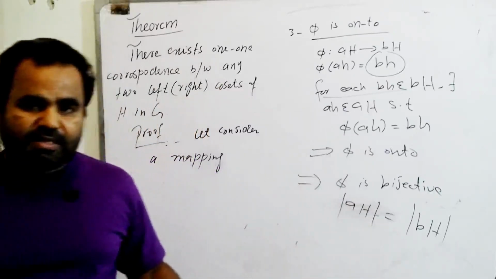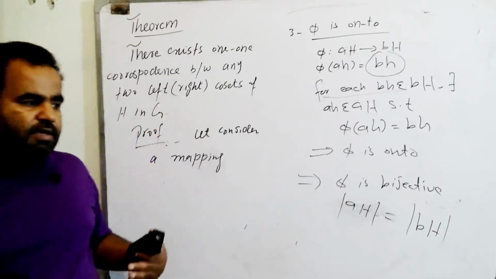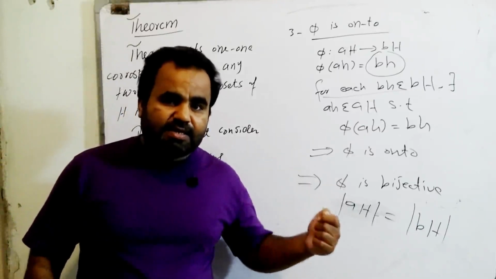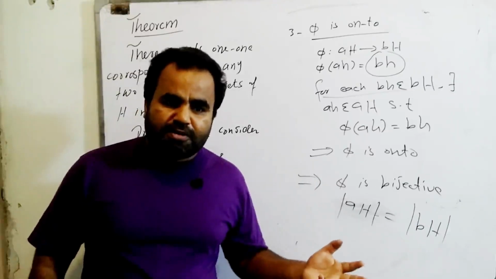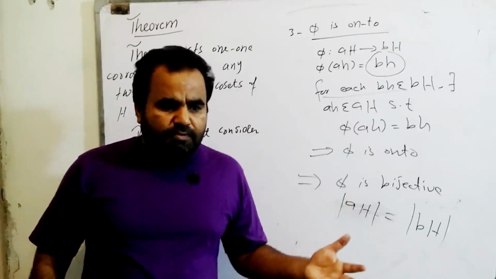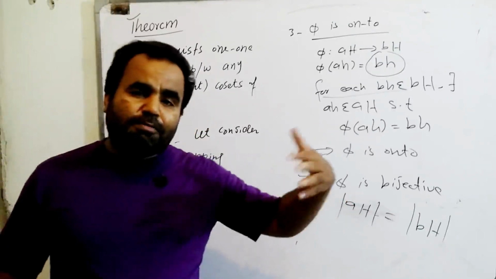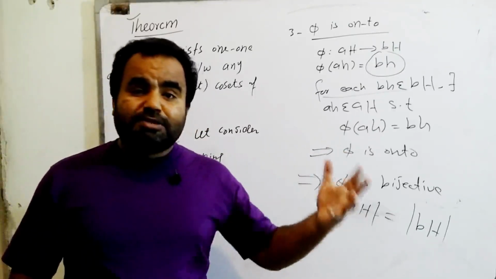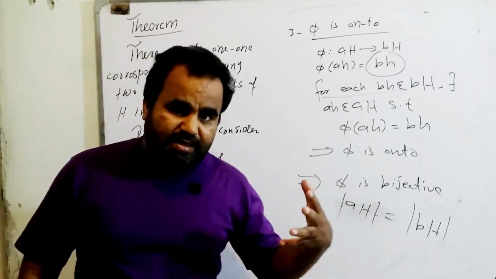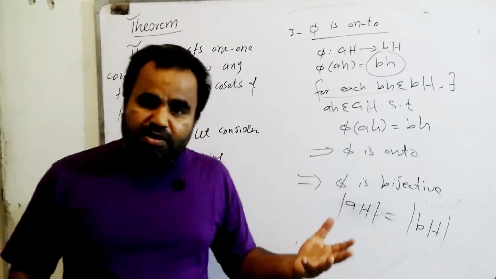When phi is one-to-one, onto, and well defined, there is a one-to-one correspondence between these two left or right cosets. Since we took only two left or right cosets AH and BH, and these are arbitrary, it is true for any left or right cosets. So there exists a one-to-one correspondence between any left or right cosets of H in G.